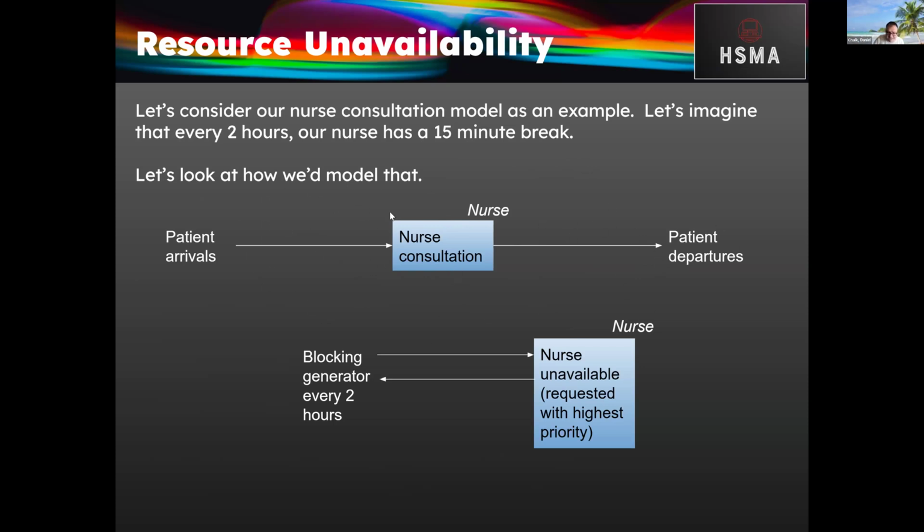The way we do this is to have our model just as we did before, but we'd also have this second generator here whose sole purpose is, every 2 hours, to request the nurse with the highest priority, higher than any of the patients coming in, and it will keep that nurse for 15 minutes, and that will represent them being unavailable for an amount of time.